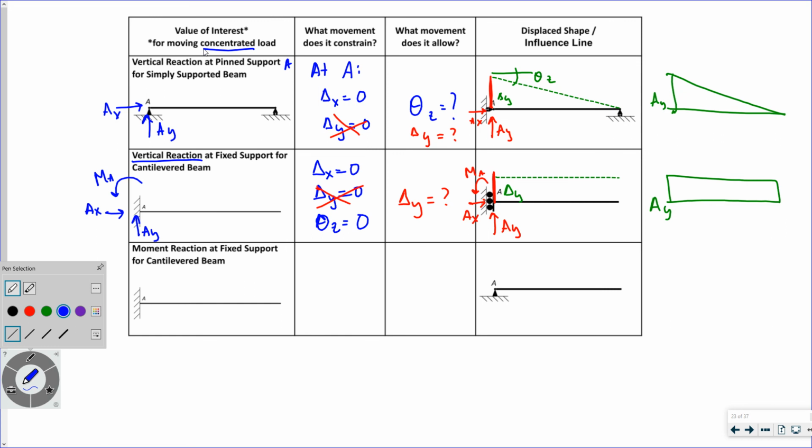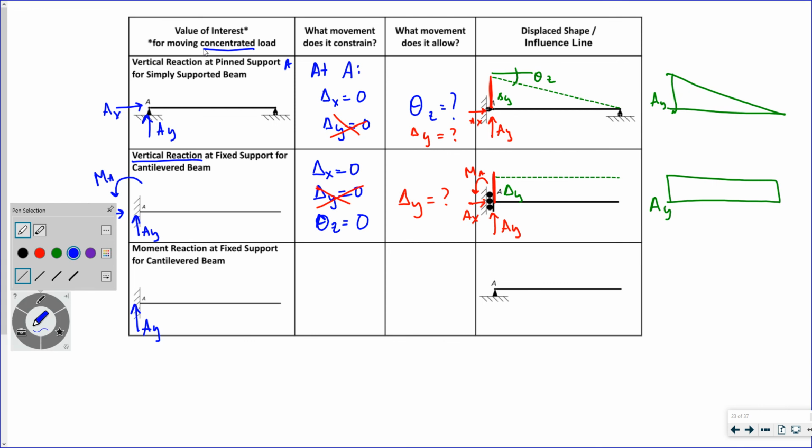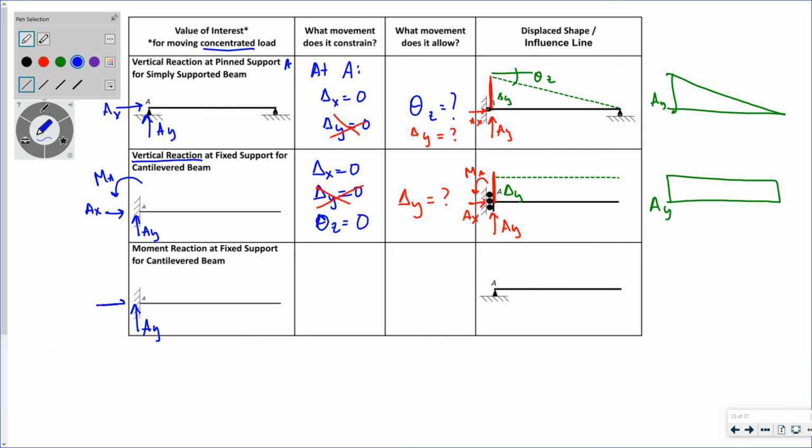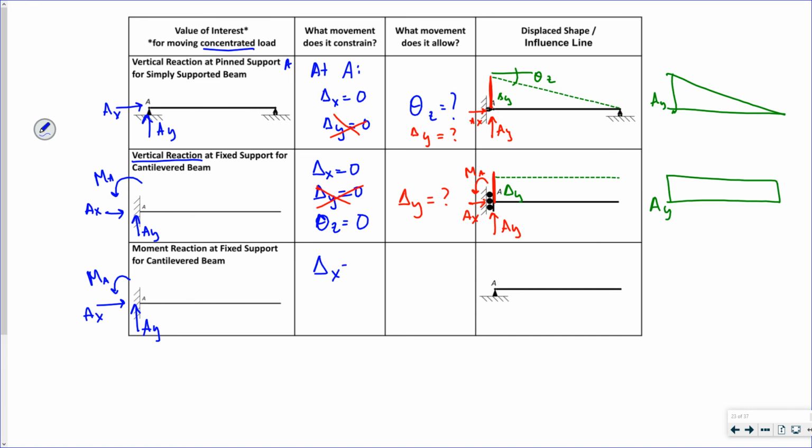We got the same thing going on here. Here's my cantilevered beam. It has a vertical reaction, a horizontal reaction, and a moment reaction. And that means it constrains deflection in the X direction, deflection in the Y direction, and deflection in theta rotation about Z, right?